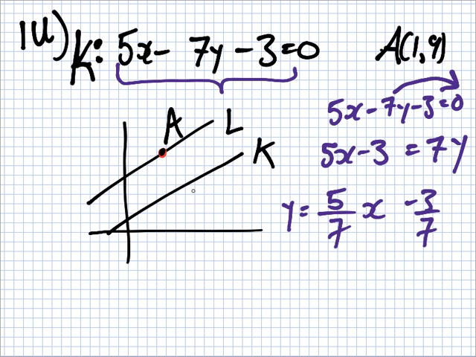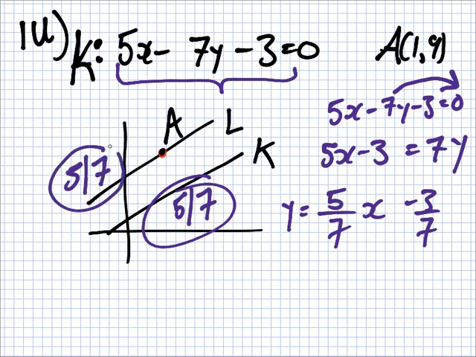So, what is the slope of k? What are we doing? We're finding the equation of L. So first I'm getting the slope of k. It's 5 over 7. Now if this is 5 over 7, what's the slope of L? 5 over 7. You're thinking of perpendicular. Parallel, 5 over 7, yeah. So I have my slope. So I know it's y equals 5 over 7x plus c.